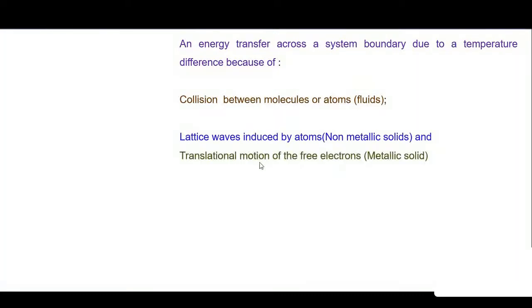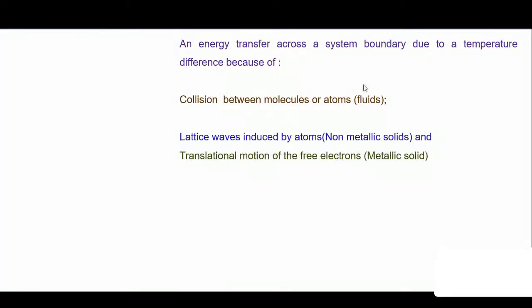And translation motion of the free electrons. In case of metals there may be presence of free electrons, and the free electrons can move from their position because of temperature. Like the electricity flow, heat can also flow because of the presence of the free electrons.